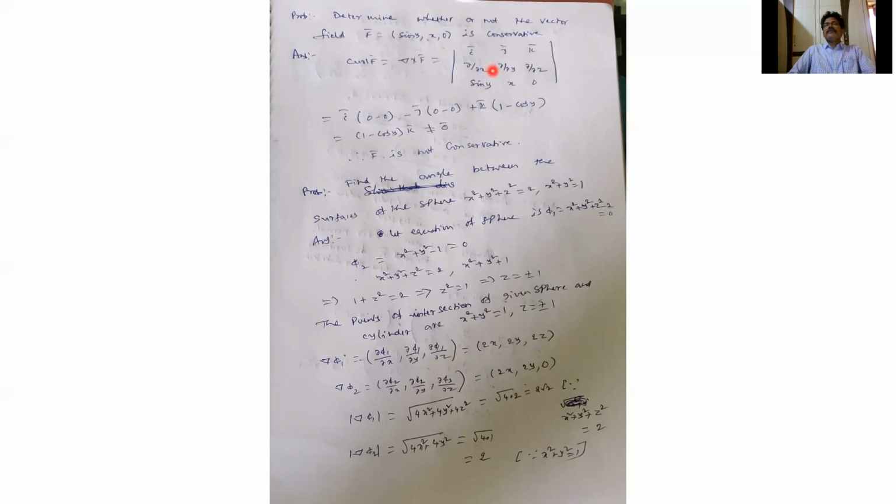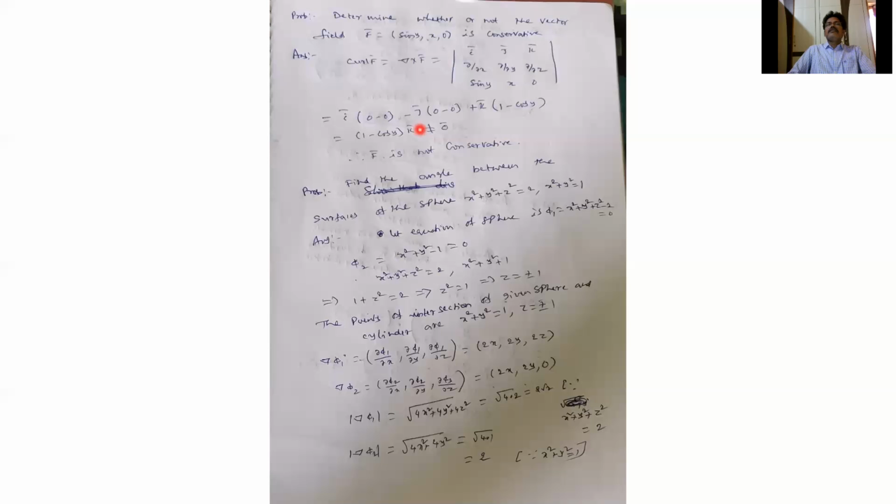So i bar times dou by dou y of 0 minus dou by dou z of x, which is 0. Minus j bar times dou by dou x of 0 minus dou by dou z of sin y, 0. Plus k bar times dou by dou x of x, which is 1, minus dou by dou y of sin y, which is cos y. So we get 1 minus cos y times k bar. This is not 0. Therefore, f bar is not conservative.